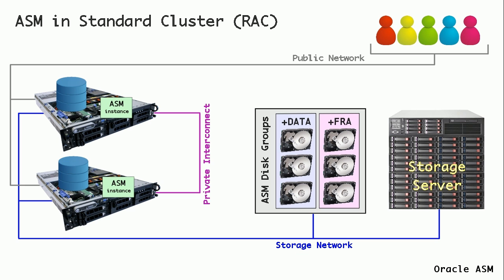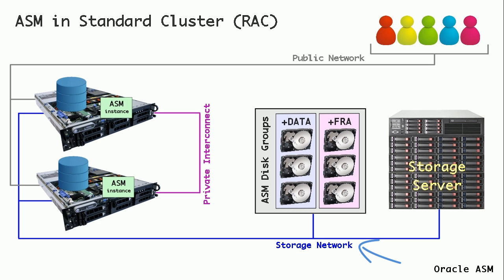Now, let us understand how Oracle ASM works on a standard cluster. For this discussion, let us assume that we have two nodes in this cluster. Storage is provided by storage server over storage area network. Each node in the cluster will run one ASM instance. ASM instances will manage and administer the ASM disk groups. One or more databases can access ASM disk groups for database file storage.